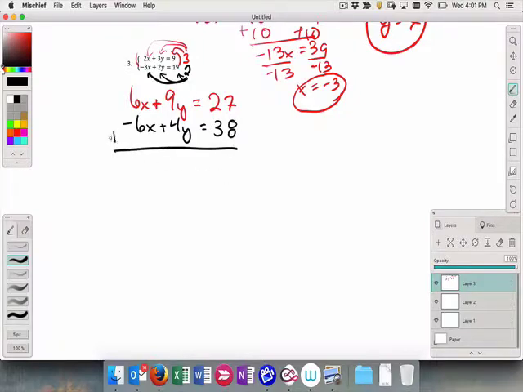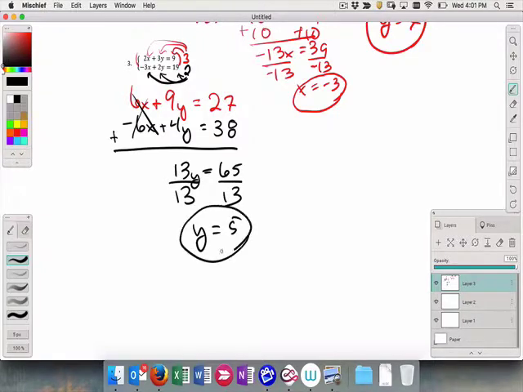Look what happens when I add these equations together. I'll go this way. Well, 27 and 38 is 65. 9y and 4y is 13y, but then the really beautiful thing here is 6x plus negative 6x is not x. It's not 0x, it's just 0. Well, I mean, I guess it is 0x, but it's just 0. Okay, so it's gone. I've eliminated the letter x. And now solving for y is simple. I just divide both sides by 13. Y equals 5. So easy.